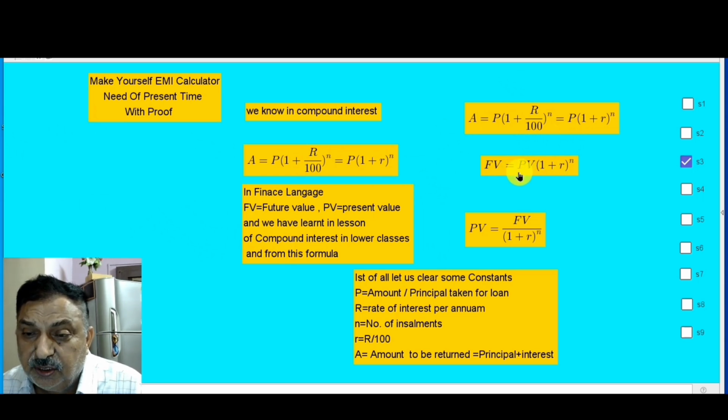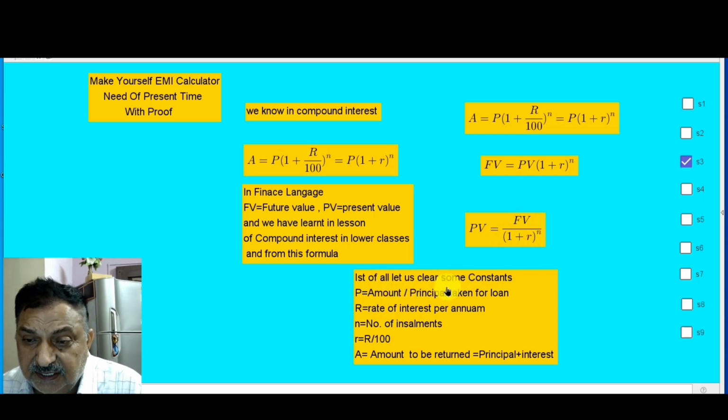Therefore from lower classes we have learned these two formulas. Future value is equal to present value into (1 plus r) power n, and if we are to find present value, then it is equal to future value over (1 plus r) power n.